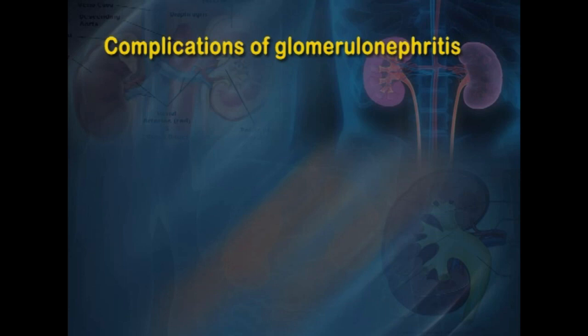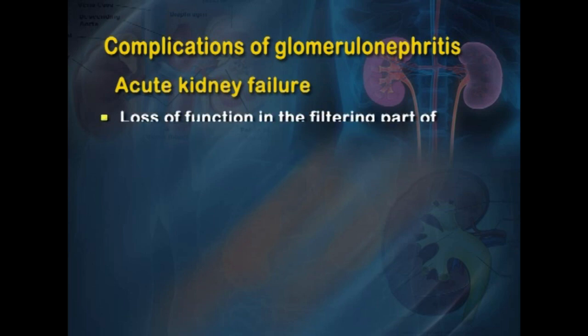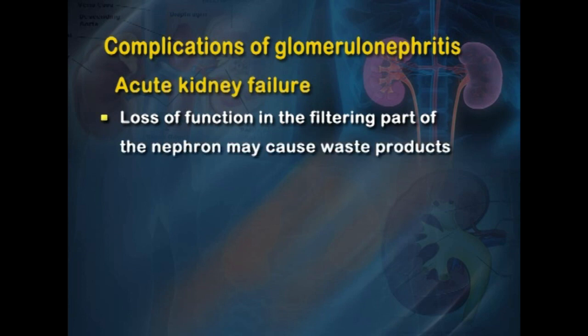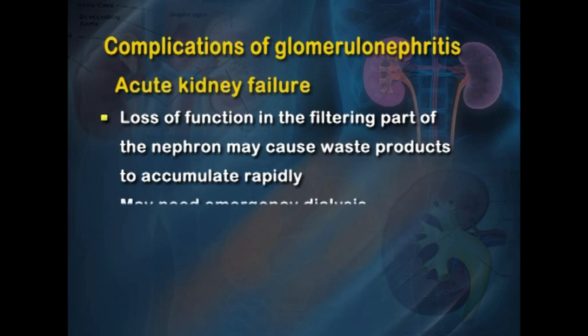There are also several complications which can be associated with glomerulonephritis. The first one is acute kidney failure. There is a loss of function in the filtering part of the nephron, and this causes accumulation of the waste products in the body. Under such circumstances, the patient might require emergency dialysis.